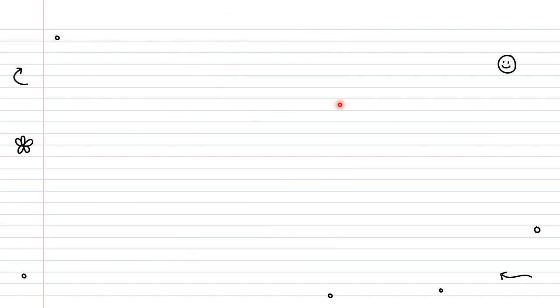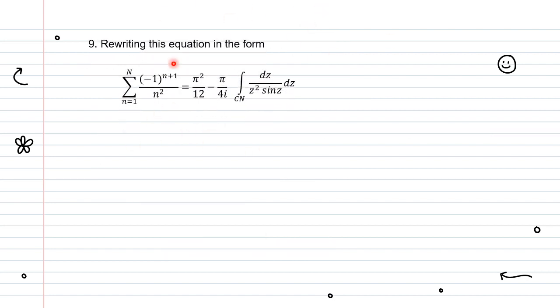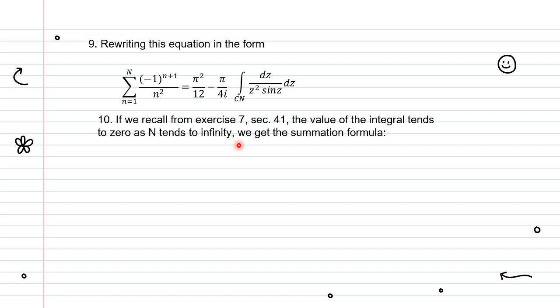Finally, when we rewrite the equation in this form, we get that it's equal to pi squared over 12 minus pi over 4i. This is the contour integral of our function. Then if we follow this exercise, the one that they advise us to use, we see that the value of the integral tends to 0 as n tends to infinity, and we finally will get this sum formula. And that's it.